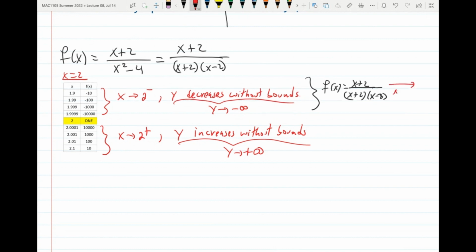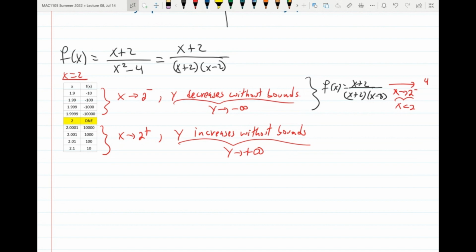So when x approaches 2 from the left, remember this is telling you that x is less than 2, but it's very close to it, okay? So if x is very close to 2 from the left, what happens to the top of this function? What does it get close to? The top is the expression x plus 2. If x approaches 2, what does x plus 2 get close to? 2 plus 2, which is 4, right?